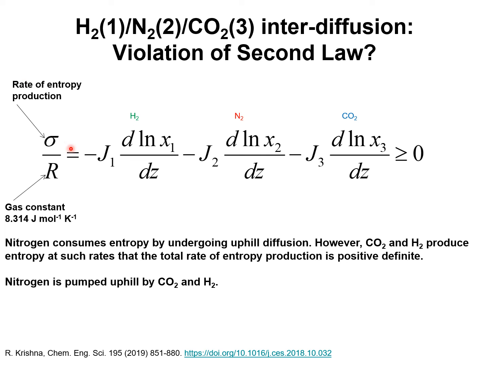The entropy production for the ternary mixture is given by this expression where J1, J2, and J3 are the diffusion fluxes of hydrogen, nitrogen, and carbon dioxide. And these represent the gradients of ln x1, ln x2, and ln x3, where x1, x2, and x3 are the mole fractions.